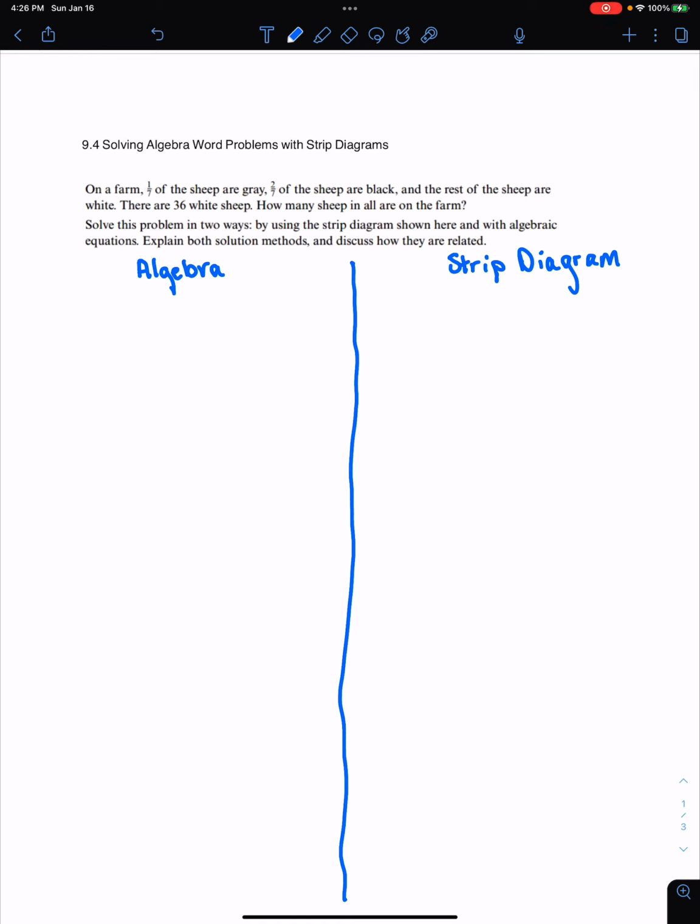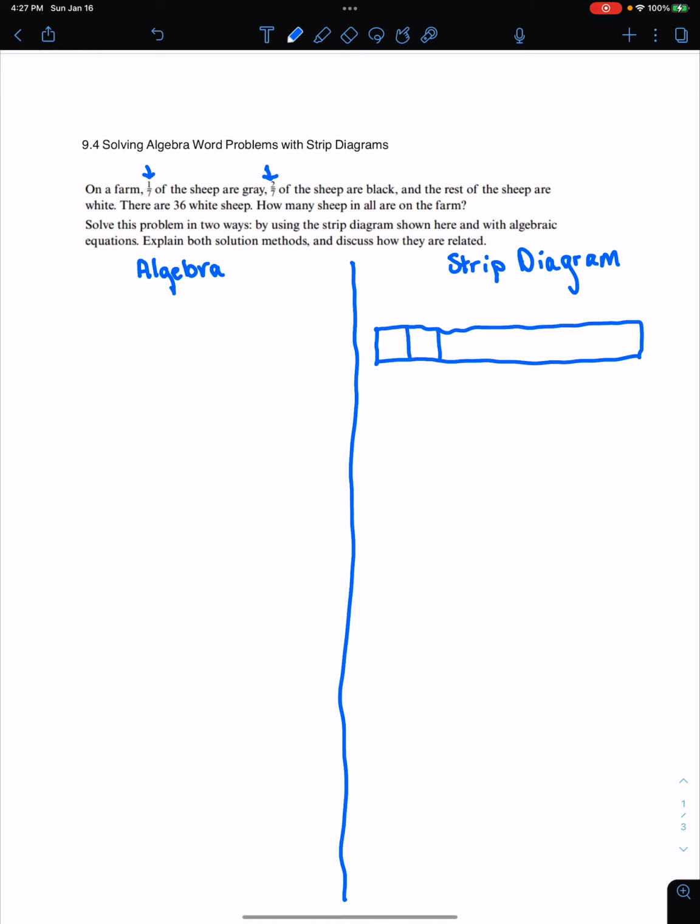So we want to represent all our sheep with a rectangle. This is where the strip comes in. It looks like a strip of paper. Some people use a strip of paper, but I'm just going to draw it here. And because we are dealing with our sheep represented in sevenths, I'm going to divide my strip diagram into 7 sort of equal pieces. Let's see how I can do this.